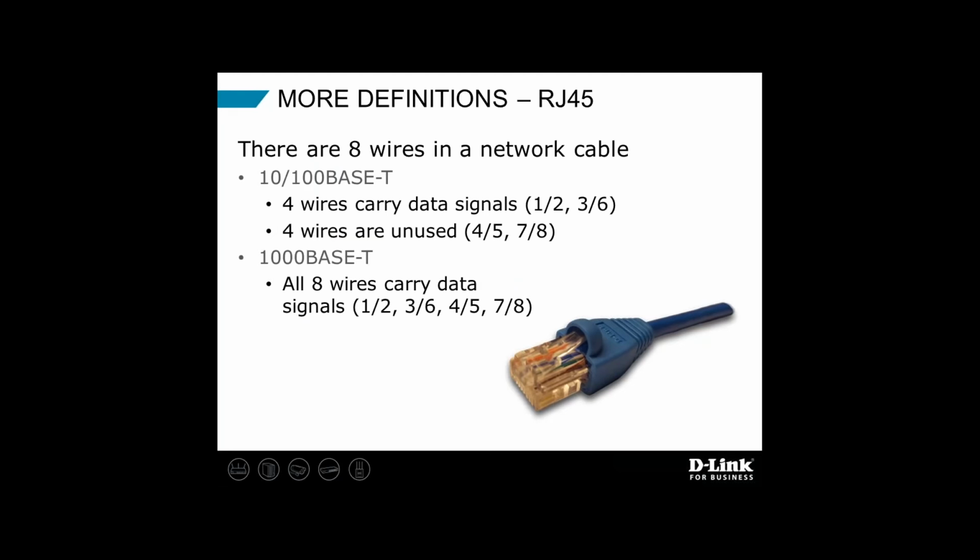Now, more definitions. I just want to make sure that we understand that with an RJ45 with a standard LAN cable, there are 8 wires in that cable. And in the world of 10BASE-T and 100BASE-T, or 10/100, 4 of those wires, 2 pairs, are carrying data. So pins 1, 2 and 3, 6 carry data. And in 10/100, the other 2 pairs, 4, 5 and 7, 8, are actually not used. And in gigabit, 1000BASE-T, all 8 conductors, all 8 wires, all 4 pairs are carrying data. So 1, 2, 3, 6, 4, 5, and 7, 8 carry data. And this is information that we'll use a little bit later in this discussion.